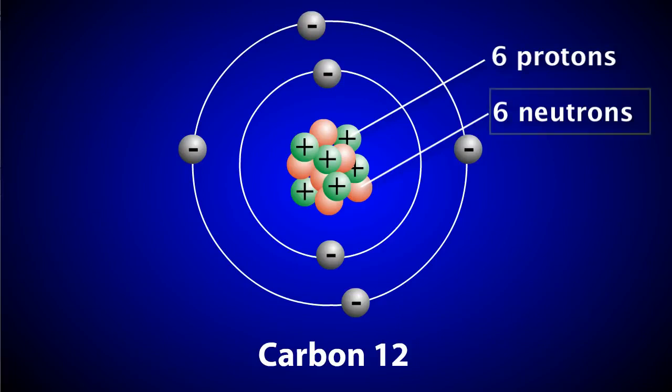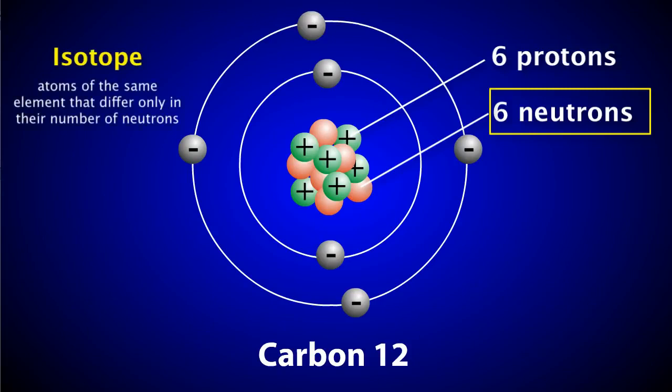However, the number of neutrons can vary between individual carbon atoms. These variations are called isotopes. Isotopes are atoms of the same element that differ only in the number of neutrons present in the nucleus.